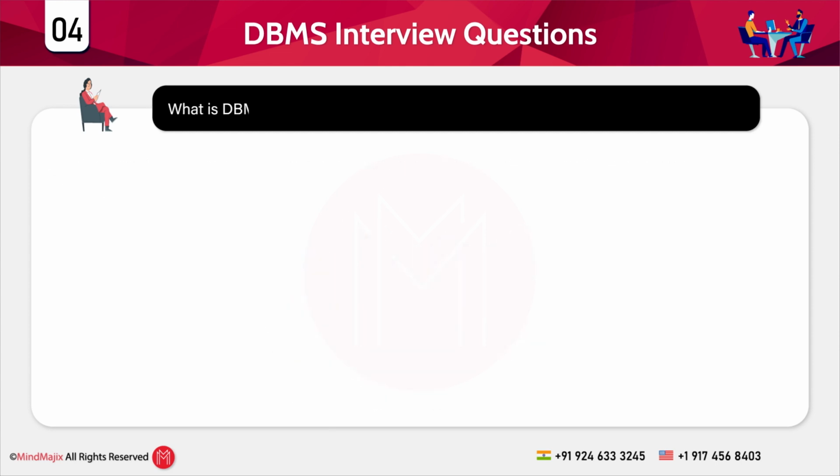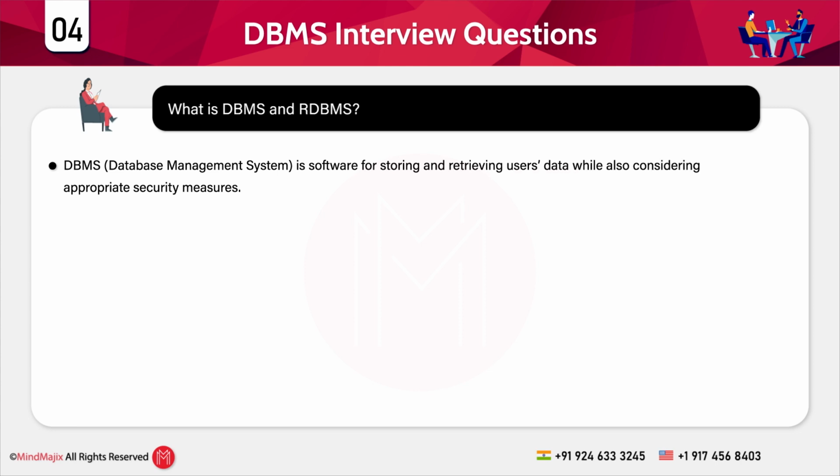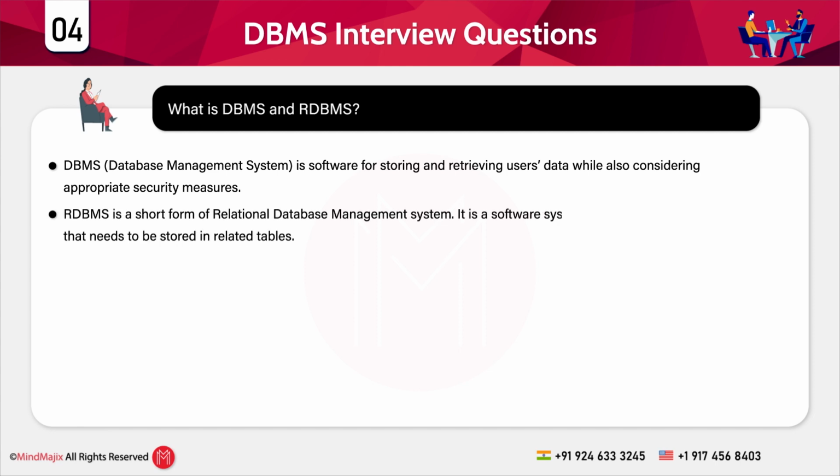The next question is, what is DBMS and RDBMS? DBMS stands for Database Management System. This DBMS is software for storing and retrieving users' data, and for this you have to consider appropriate security measures. The database management system has to be secure, and this system is composed of a number of programs that manipulate the database. It accepts the request for data from an application and instructs the OS, or the operating system, to provide the specific data. Among popular DBMS systems, you can consider file systems, XML files, and the Windows registry as DBMS. Now RDBMS, which stands for Relational Database Management System, is a software system that stores only data that needs to be stored in related tables. In RDBMS, data is managed and stored in rows and columns known as tuples and attributes.